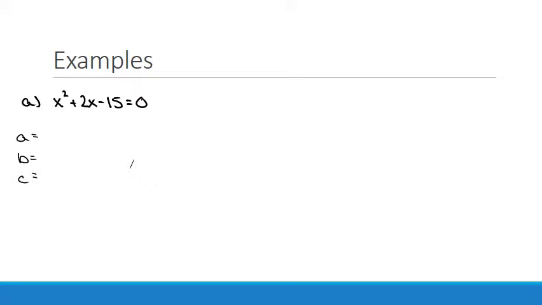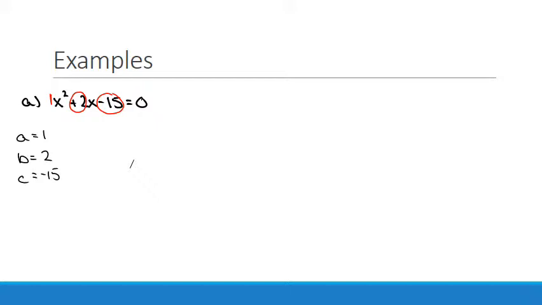The a value is the coefficient of your quadratic, so it's going to be 1. The b value is the coefficient of your linear, so it's going to be plus 2. The c value is your constant. So a is 1, b is 2, c is negative 15.